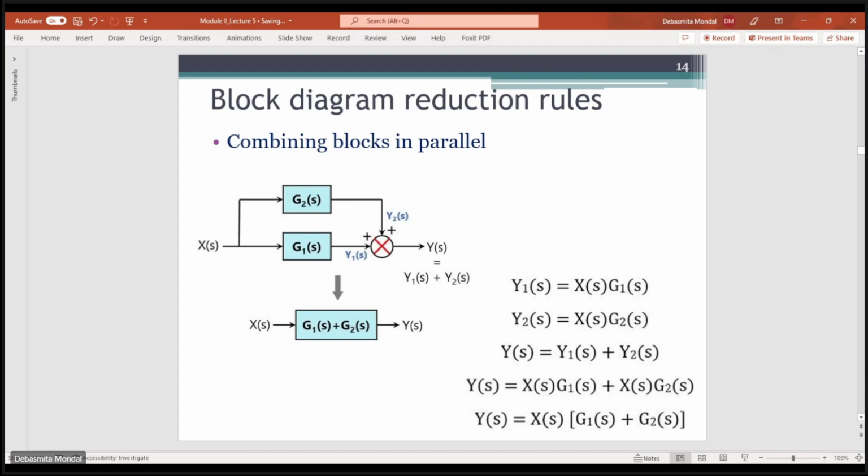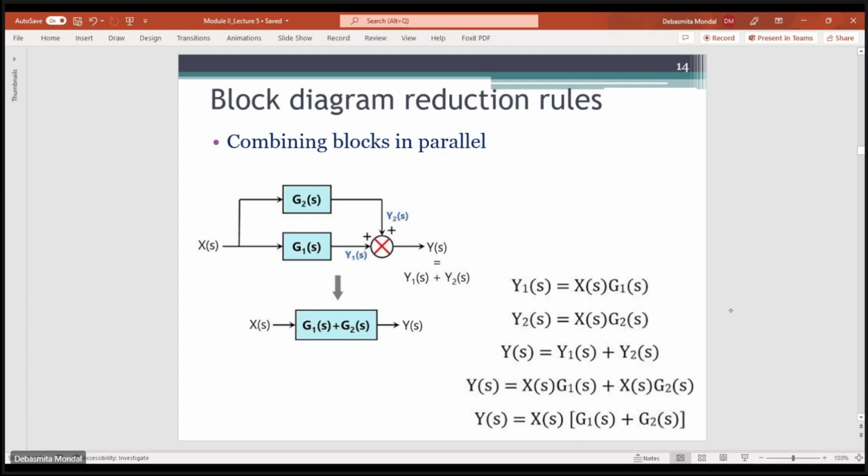Similarly, if you have blocks which are in parallel, meaning they are connected to a summing point with both of them having positive sign, then you can just add the two blocks and represent them as a single block. So if you have G1 and G2 in parallel, both coming in with plus signs, you can write that the equivalent is G1 plus G2 with X(S) as your input and Y(S) as your output.